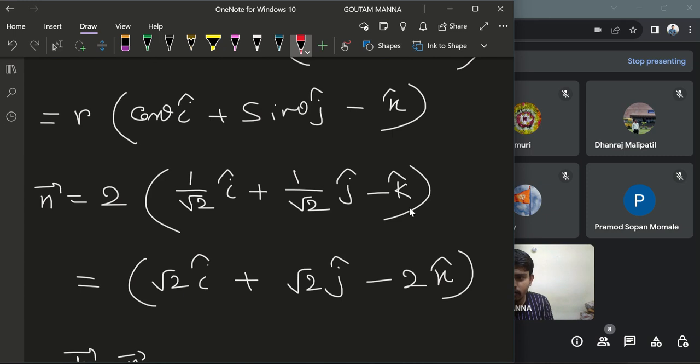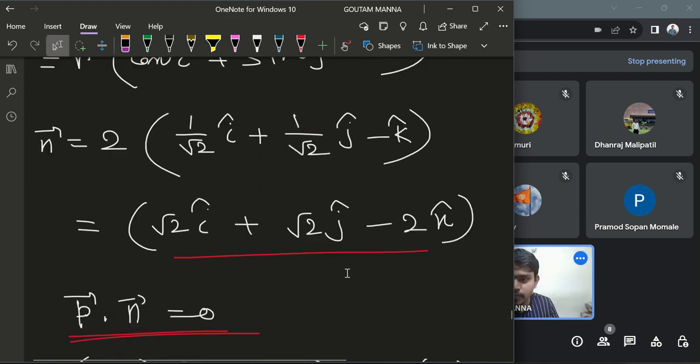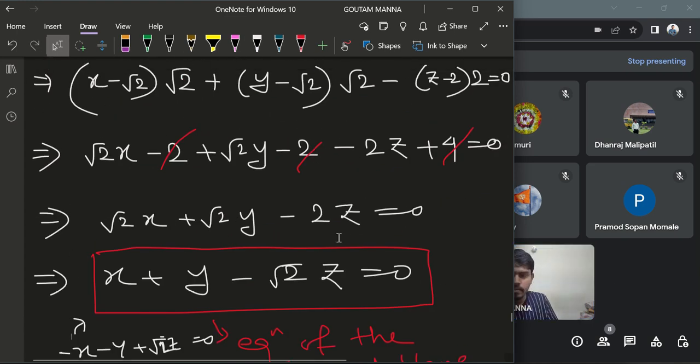So what did you find as the n vector? The n vector will then just have a minus sign multiplied by this term, nothing more. And as the right hand side is 0, this minus sign doesn't matter. So you can check your calculations; the final equation will not change. Maybe you will get something like minus x minus y plus root 2z equals 0, but this is the same equation, just with a minus sign multiplied.